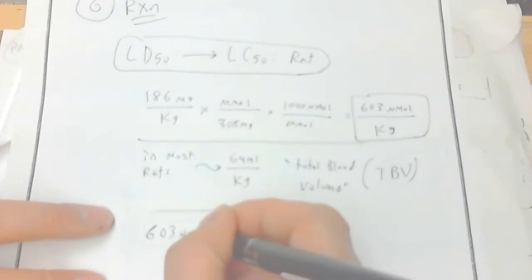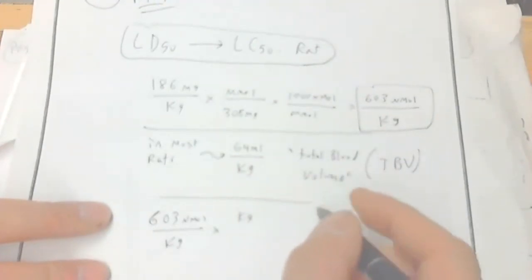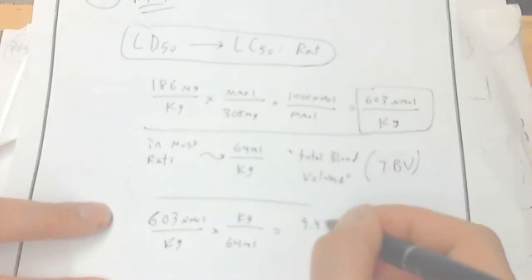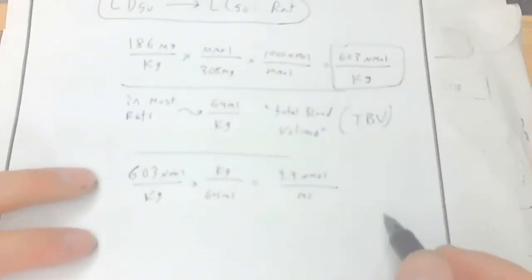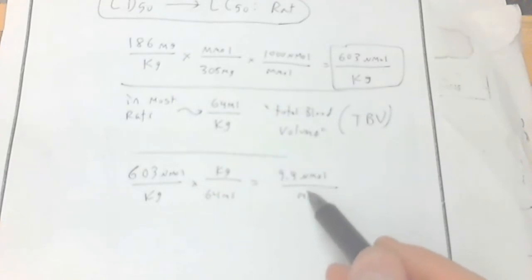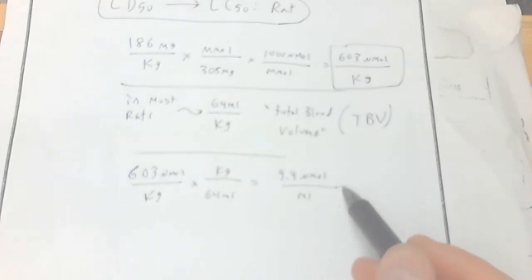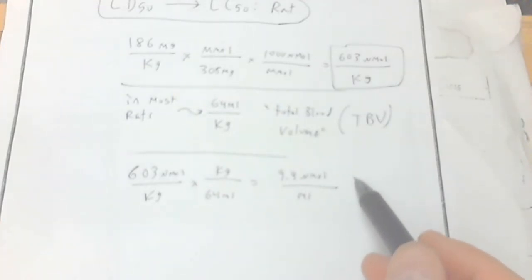603 micromole per kg, and now we can just use 64 milliliters, and that basically gives us 9.4 micromole per milliliter. But we need to be normalized to 1,000 milliliters because we want to be moles per liter, right?